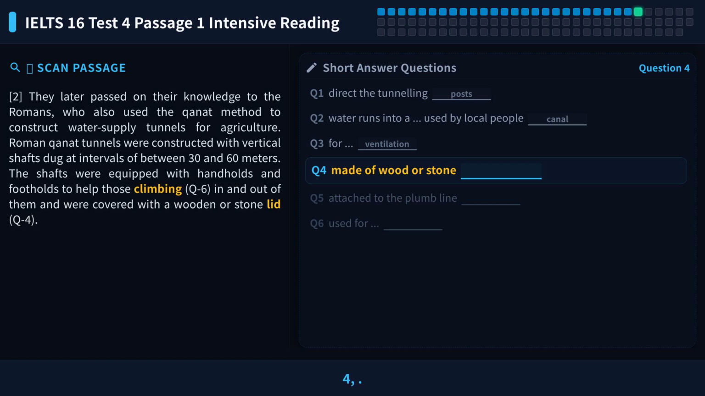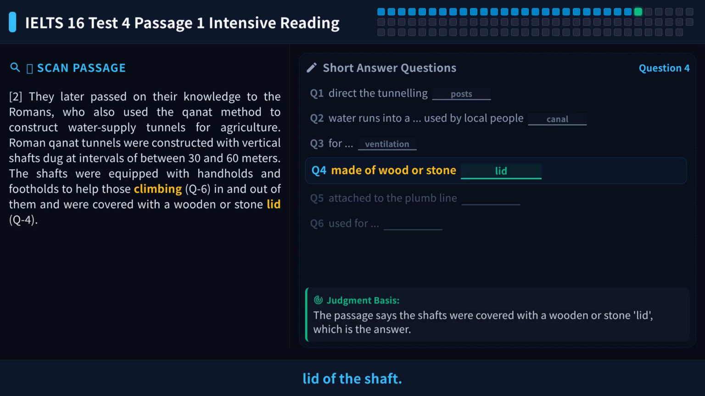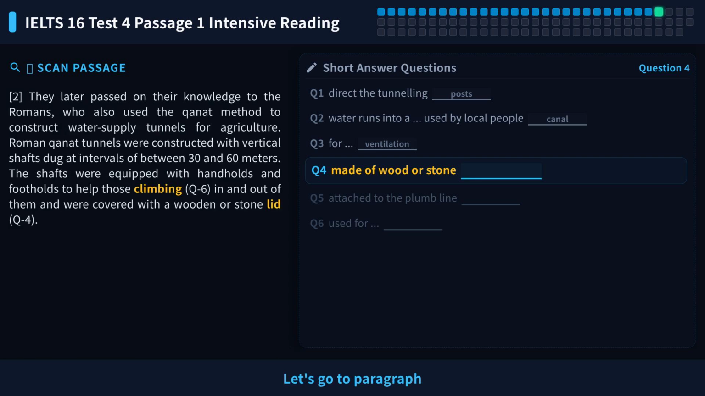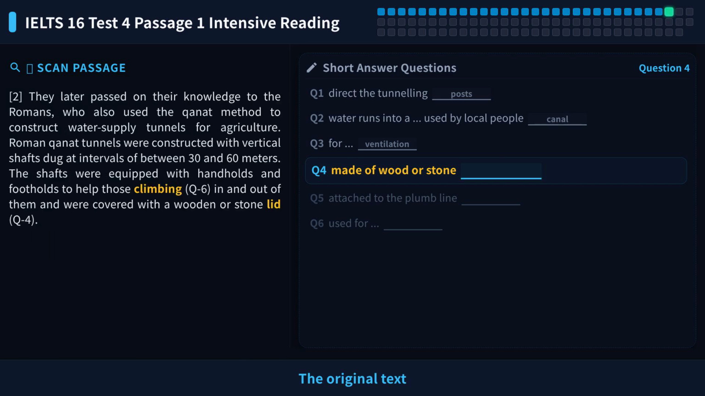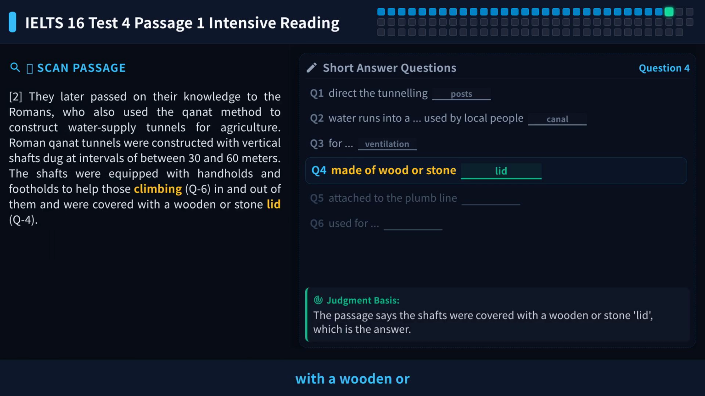Let's look at question 4. It is about the lid of the shaft. The text says the shaft was covered with a wooden or stone lid, so the answer is lid. The clue words are wooden or stone and covered. The blank comes after a, so the answer must be a singular noun. Let's go to paragraph 2 and scan for the unique phrase wooden or stone. The original text says were covered with a wooden or stone lid. The answer word lid appears directly here. So the answer to question 4 is lid.